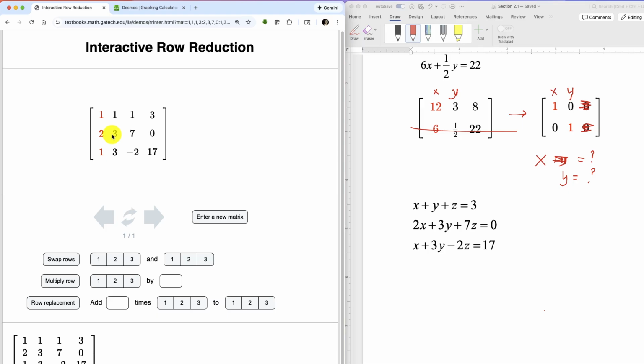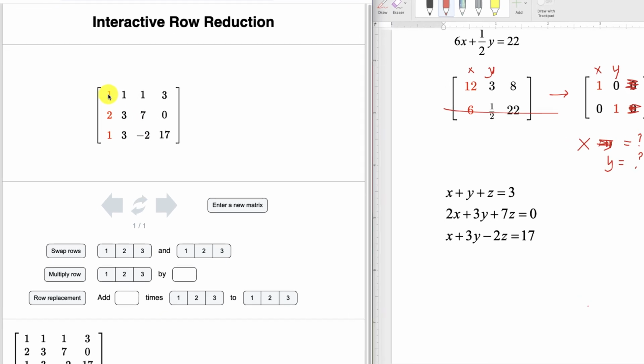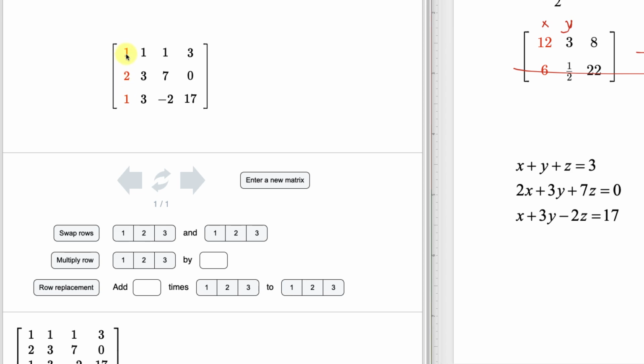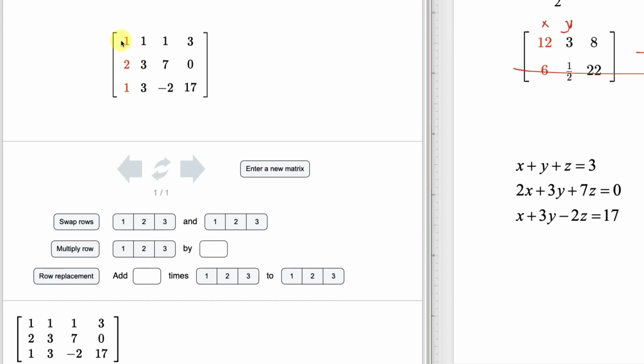So an x, a y, and a z. I already have a 1 there. That's perfect. So let's create 0 below it. So I'm going to do 2 steps. What we're going to do is multiply this one by negative 2 and add down. Then when that's done, multiply by negative 1 and add down.